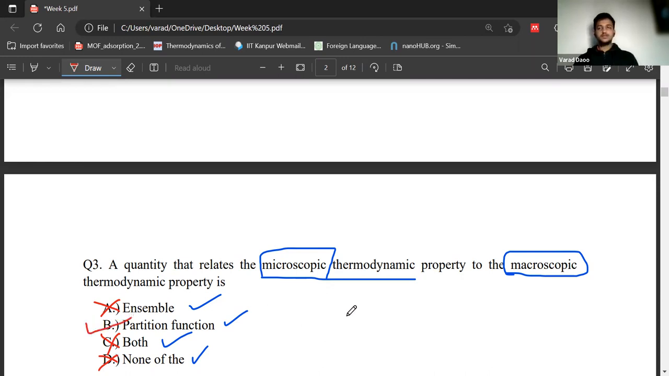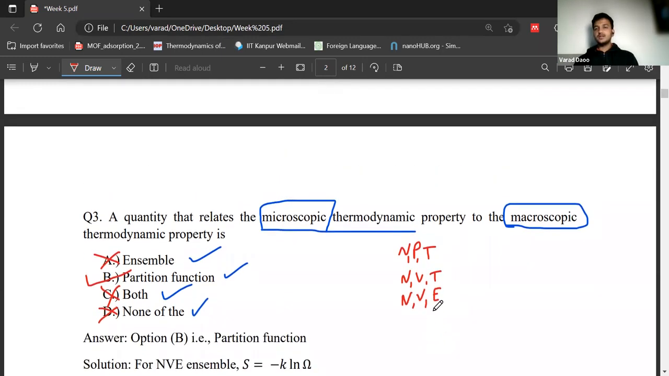So what is partition function? First of all, let us discuss what is ensemble. So there are many types of ensembles, right? For example, NPT is called the isothermal isobaric ensemble because pressure is constant, temperature is constant. NVT ensemble is the canonical ensemble: number of molecules constant, volume of the system constant, temperature constant. Then NVE: number of molecules constant, volume constant, and then energy constant.